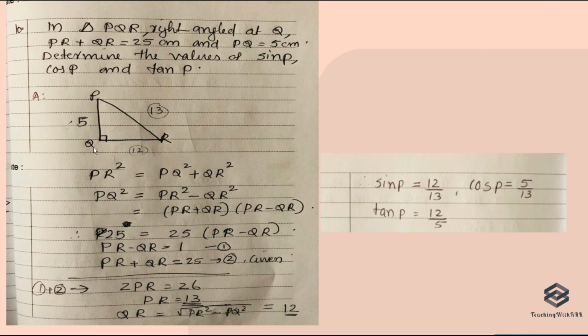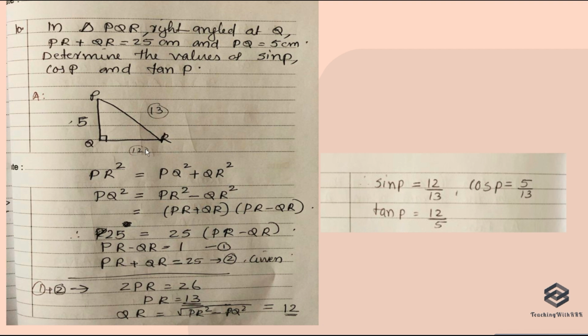So QR square equal to PR square minus PQ square. Therefore QR equal to square root of PR square minus PQ square. PR is 13. 13 square is 169. PQ is 5. PQ square is 25. And 169 minus 25 equal to 144. Square root of 144 is 12. Now you got all the three sides. 5 here, 13 here, and here 12.